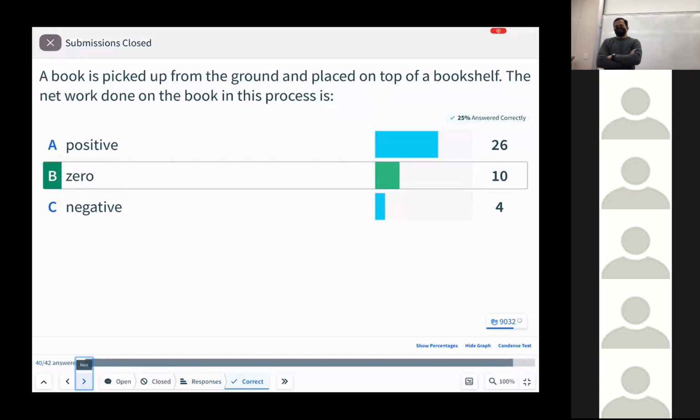The question is asking, what is the net work done on the object? And what is the net work done? It is the work done by all the forces acting on it together. So when you're picking up the book from the ground and you place it on the bookshelf, in that journey, how many forces are acting on it? Which one?